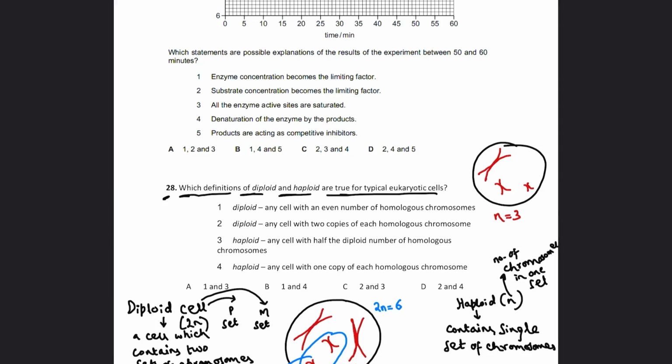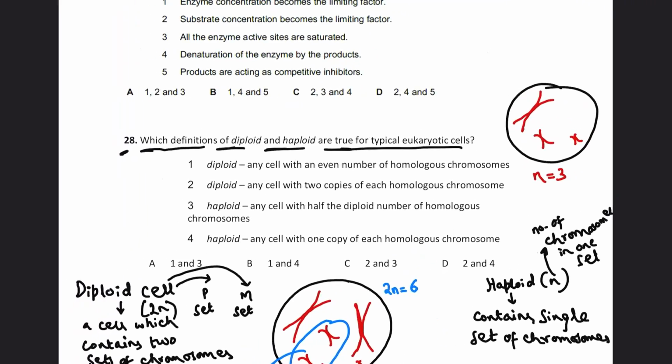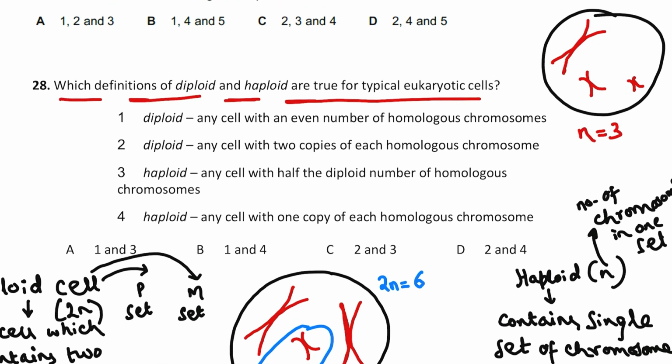Okay, now let's discuss this MCQ. I hope we have discussed enough about diploid and haploid cells, and now we have enough information to solve this MCQ. Okay, so they say, which definitions of diploid and haploid are used for typical eukaryotic cells. So we have to select the correct definitions for diploid and haploid. Diploid, any cell with an even number of homologous chromosomes. So guys, this statement says any cell with an even number of homologous chromosomes.